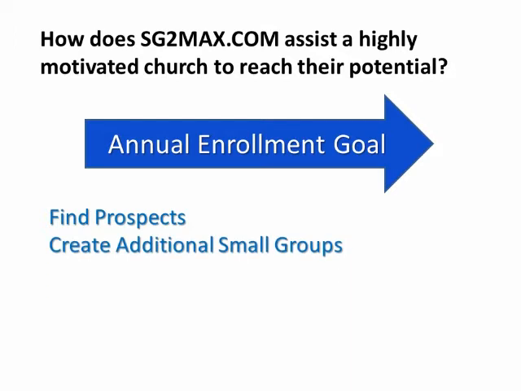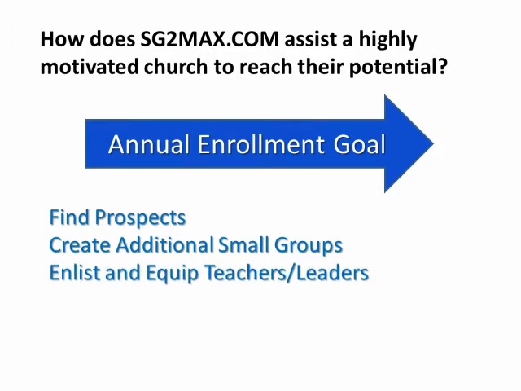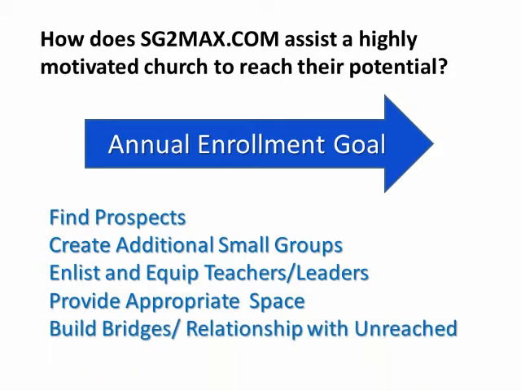Second, we must create additional small groups in keeping with that potential. Third, we must enlist and equip teachers and small group leaders to lead the small groups. Fourth, provide appropriate space for each group. And fifth, build bridges to prospects, that is, build relationships with the expectation of enrolling them in small groups. This involves each member in the reaching and ministering process. Every member buys into the objectives of the small group, and every member participates in the efforts to achieve the goals of the small group.